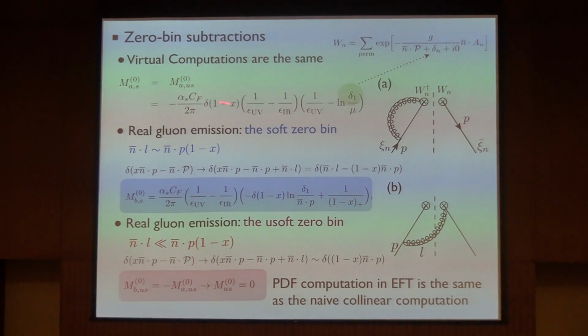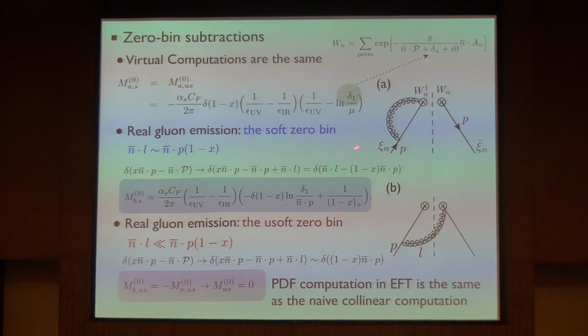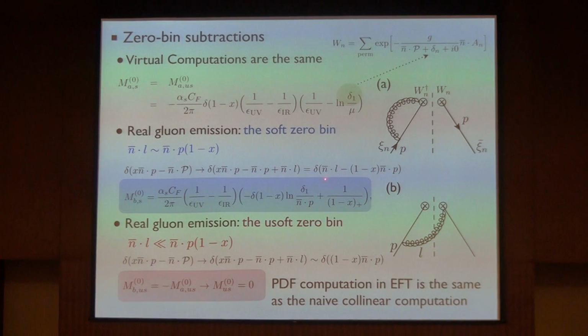So here I showed one calculation of the Wilson line subtractions. Actually, for the virtual computation, the soft subtraction contribution and the ultra soft subtraction should be the same. But actually, the difference comes from the real contributions. When you perform the soft subtractions, here x equals 1. So if we consider the argument of the delta function, this is collinear momentum compared to the 1 minus x times another p. So in this case, we will have the nontrivial region.